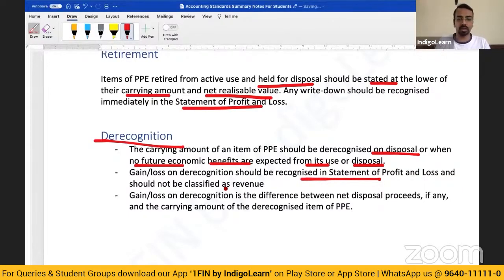That's a very simple thing. Gain or loss will come there. What is the gain or loss? Whatever is the carrying amount minus whatever is the value that has been realized, that is the gain or loss.